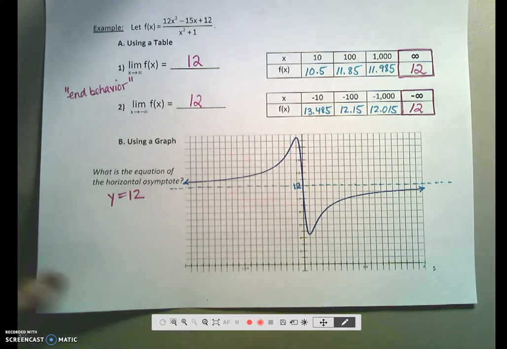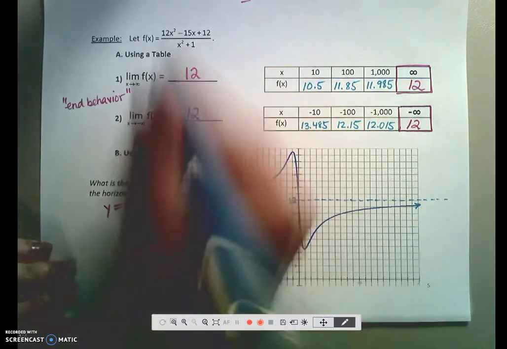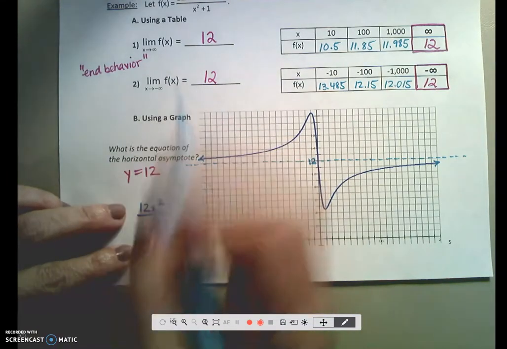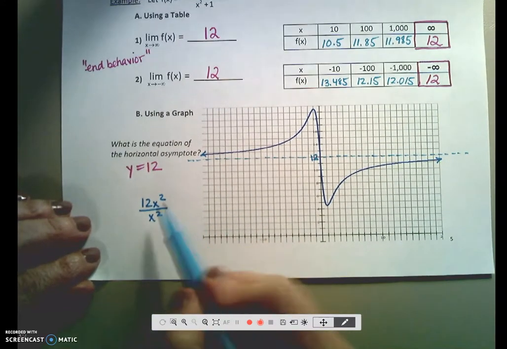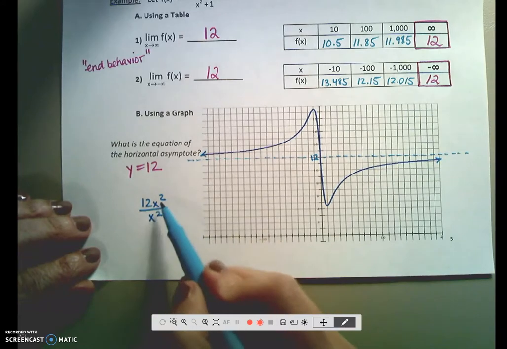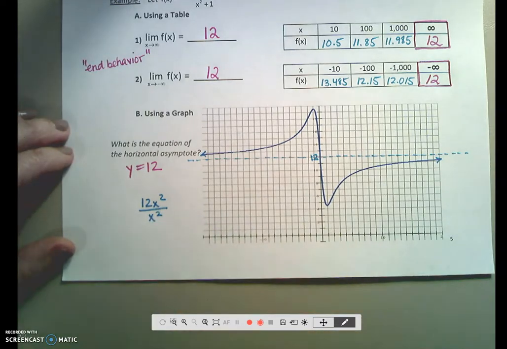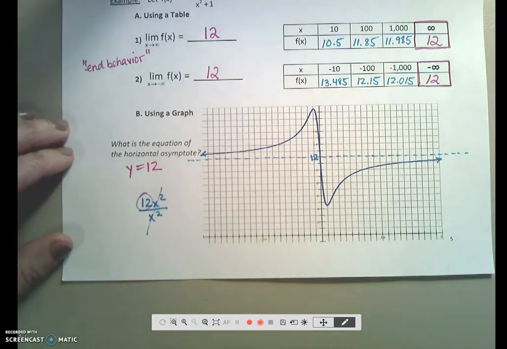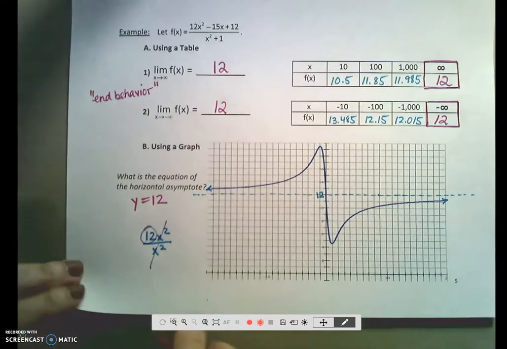Now, you might have also learned a little trick in algebra about comparing the highest exponents, so the pieces with the highest exponents. In this case it's 12x squared on the top and x squared on the bottom. If you compare those, there are some rules about whether the exponent on the top is bigger, or the bottom is bigger, or if they're the same. In this case, they're the same. Because they're the same, it tells you that 12 is the horizontal asymptote. If you don't remember those rules from algebra, it's fine. You don't have to know them. But it's kind of nice to know the answer before you head into the problem.